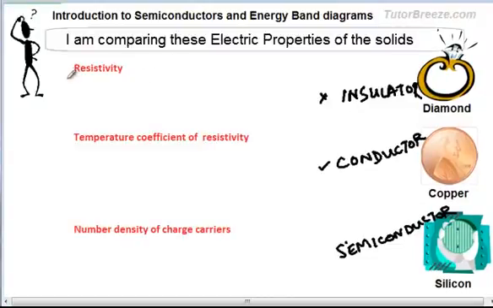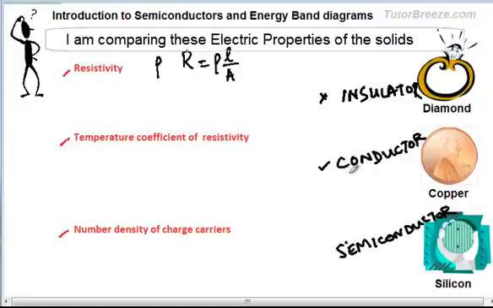Now these are the values that we are looking at: the resistivity, the temperature coefficient of resistivity and the number density of charge carriers. You know that the resistivity rho is found from the resistance R is rho L over A, and if you compare the resistivity, then resistivity for insulators is extremely high. Metals have a very small value of resistivity and semiconductors have a resistivity which is considerably higher than that of metals or conductors.